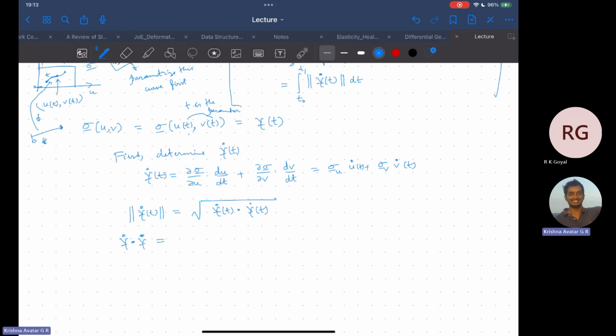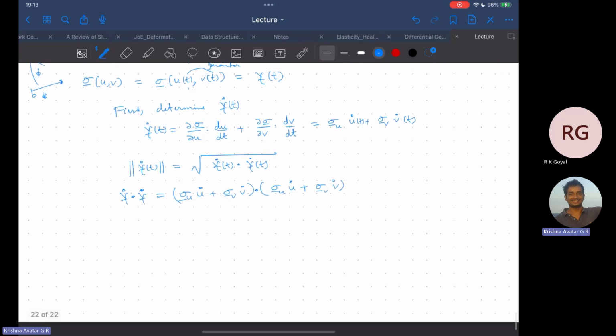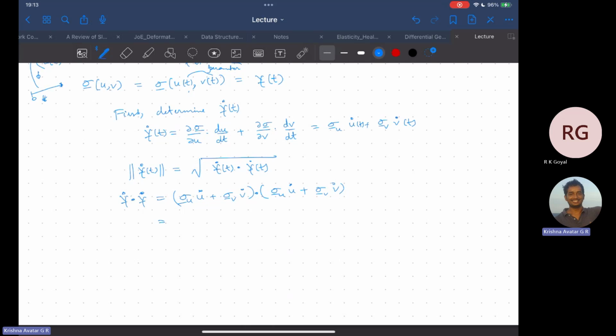Omit this for now. Then you have sigma u, u dot plus sigma v, v dot. Take the dot product with itself. So we have sigma v, v dot, right? Now let's do all that expansion. So you have sigma u and sigma v. They are vectors. So sigma u dot sigma u, u dot squared, plus we have sigma v.